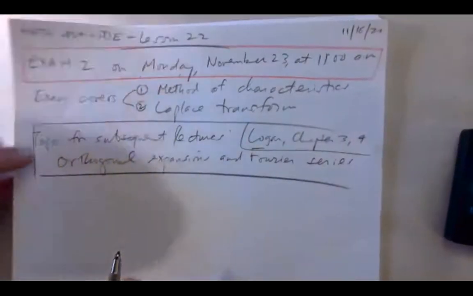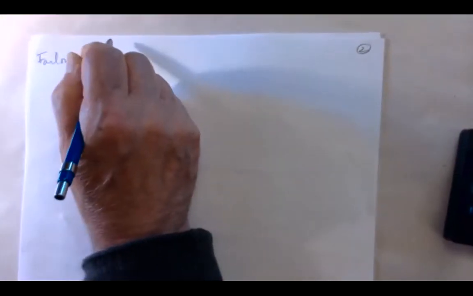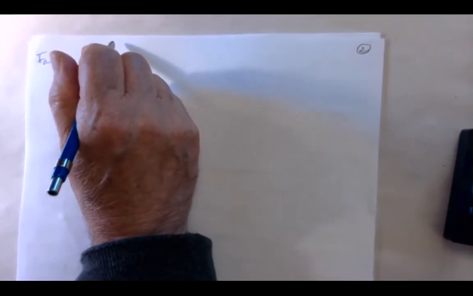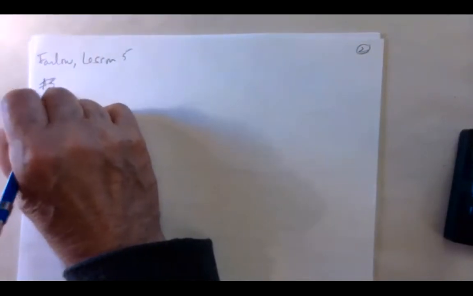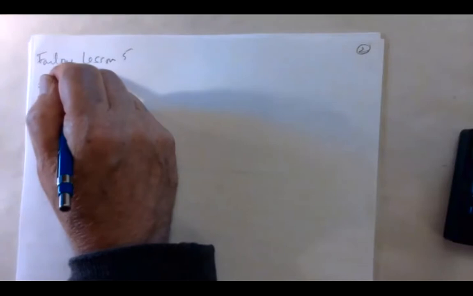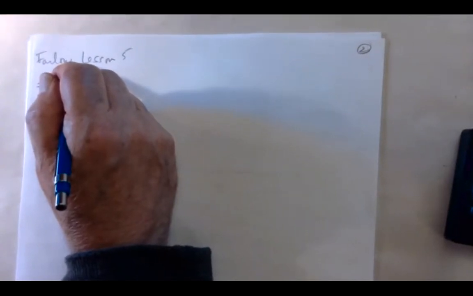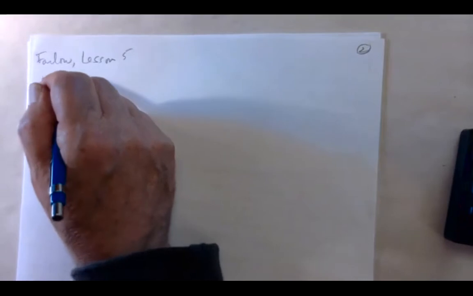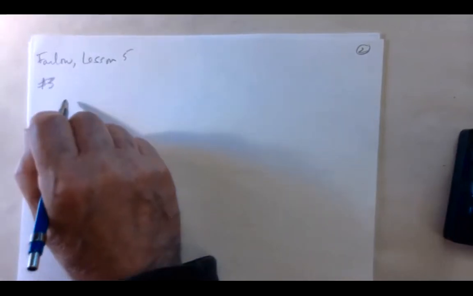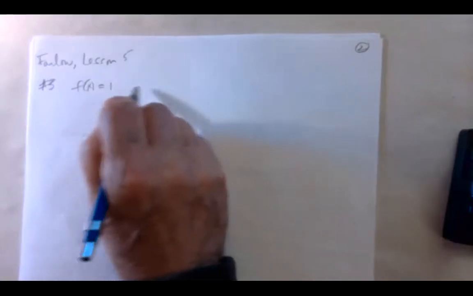Okay, so this is Farlow. Lesson 5. Start off with number 3. Number 3 is to find the first few terms of the Fourier series for the function f of x equals 1. Wow, okay, so f of x equals 1.